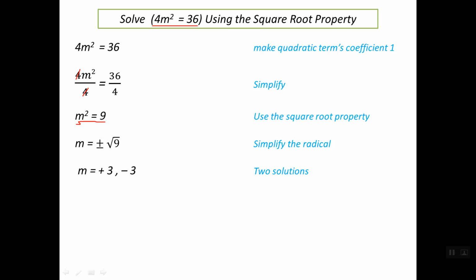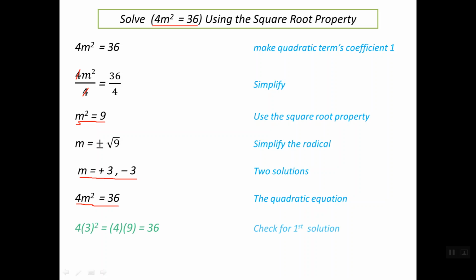So we have two solutions for m. One is positive 3 and the second is minus 3. Now we can check for the first solution, which is m equal to positive 3. So this is the original quadratic equation. So for the first solution, 4m squared, 4 multiplied by 3 squared, is equal to 4 multiplied by 9, and 4 multiplied by 9 is 36. It is the same as the original equation here. So our first solution is correct.